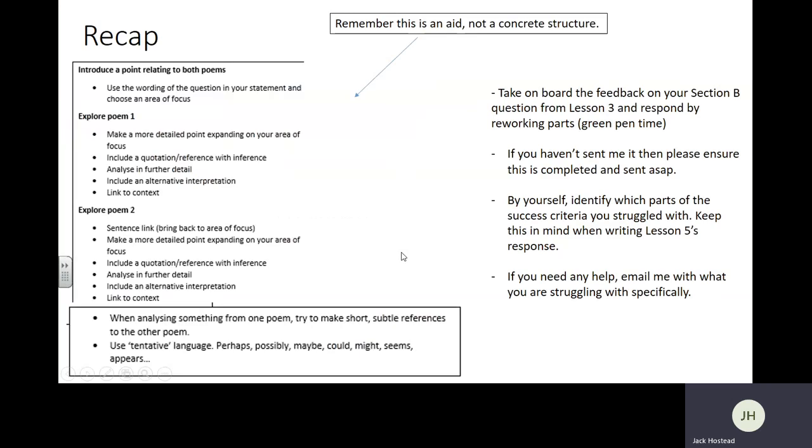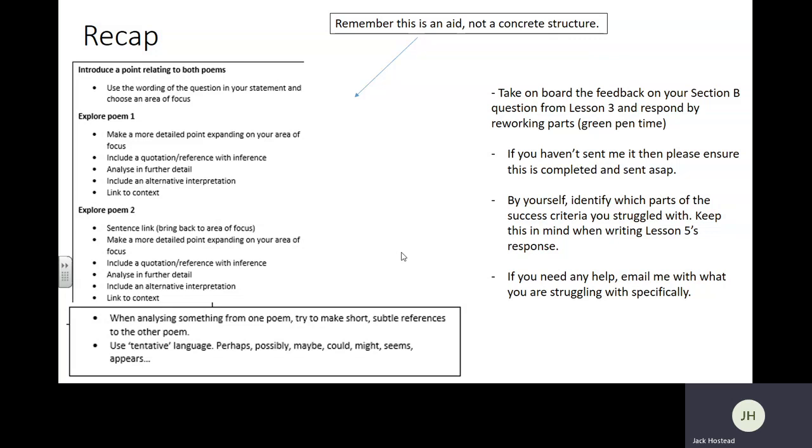So, firstly, you should now have feedback from your question on lesson 3, the comparison that you did. So we're going to do a little bit of green pen time. Obviously, you don't have to do it in green pen. You may if you wish. But basically, I just want you to look at the feedback I've given you and rework some parts of it. You don't have to rewrite the full response, but for the first 20 minutes of this lesson, I would like you to really have a go at that.